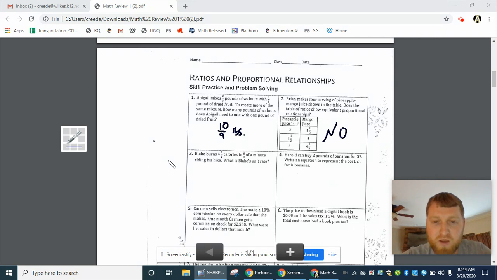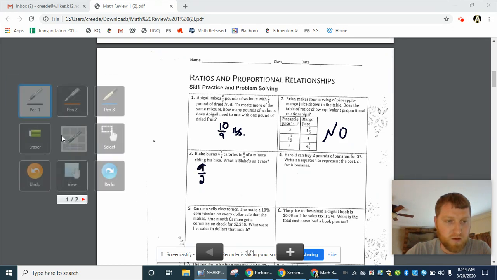Blake burns 4.5 calories in 2/3 of a minute riding his bike. What is Blake's unit rate? Reflect back to what we talked about this year and what you learned last year. Unit rate is in terms of a single unit, meaning 1. So in this case, we're looking at calories per minute. Blake burns 4.5 calories in 2/3 of a minute.